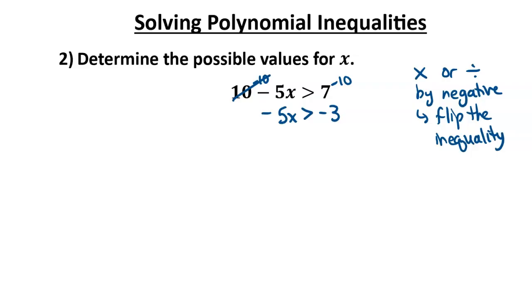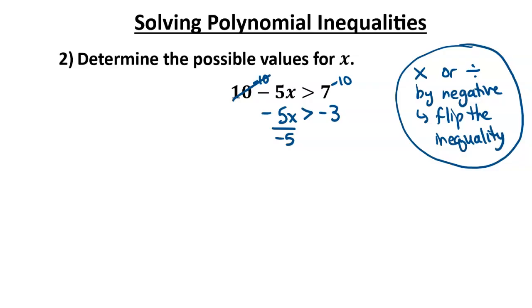So now what I'm going to do is divide by negative 5. Now, according to the rule right there, we're going to have to flip that. And so what it becomes is x is less than, that inequality is flipped, 3 over 5.